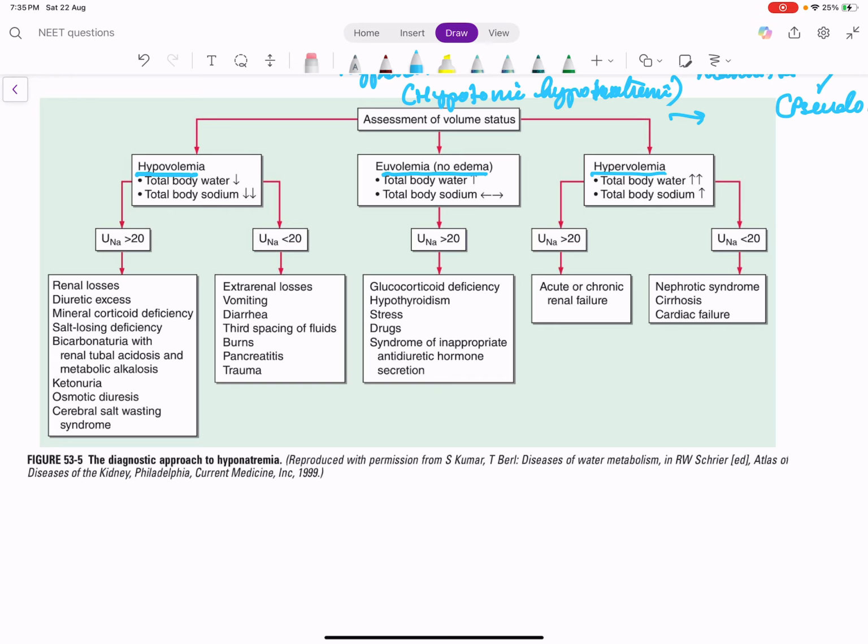So what are the causes here? Vomiting, diarrhea, burns, pancreatitis, or diuretic loss. Even if you don't remember this, it is not an issue, but it is easy to remember. When there is hypovolemia, I told you the body tries to conserve electrolytes and water. So when there is an extrarenal loss like vomiting or diarrhea, the kidney will conserve sodium. So what will happen to the urine sodium? Urine sodium will be low. But if the loss happens from the kidney itself, like by giving a diuretic, urine sodium will be high.